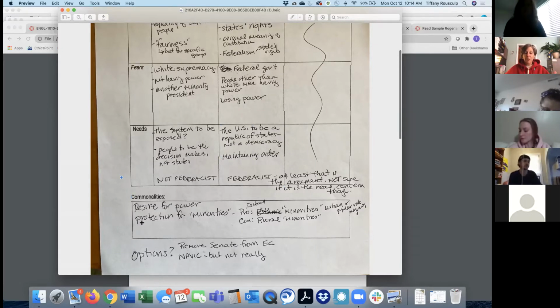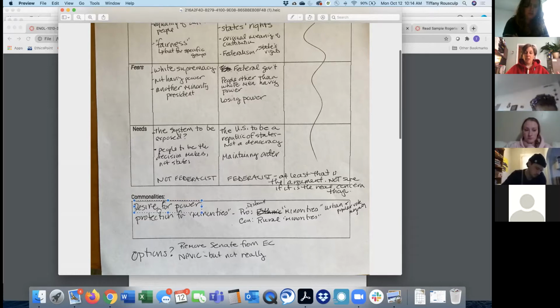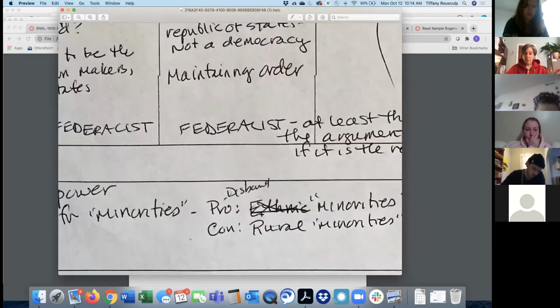And what I really could figure out is that the commonalities they have is they both have a desire for power, okay? So at the heart of this argument about the Electoral College, it's about power for both of them. And they also have this concern that they want to protect minorities. And I have minorities in quotation marks here because there's two different types of minorities. So let me make this a little bit bigger.